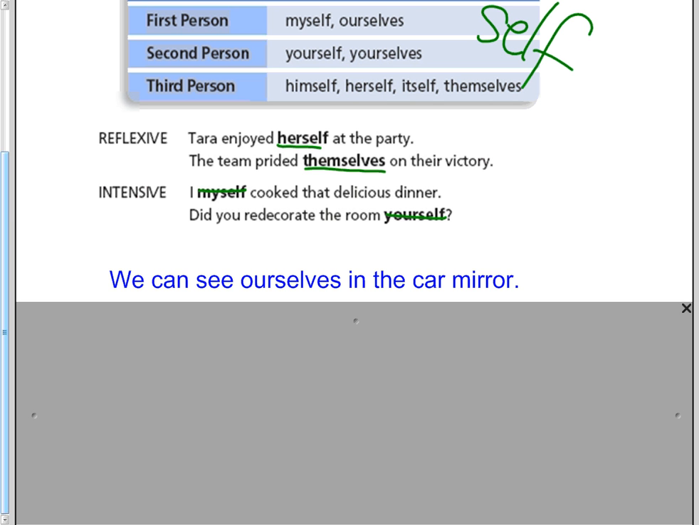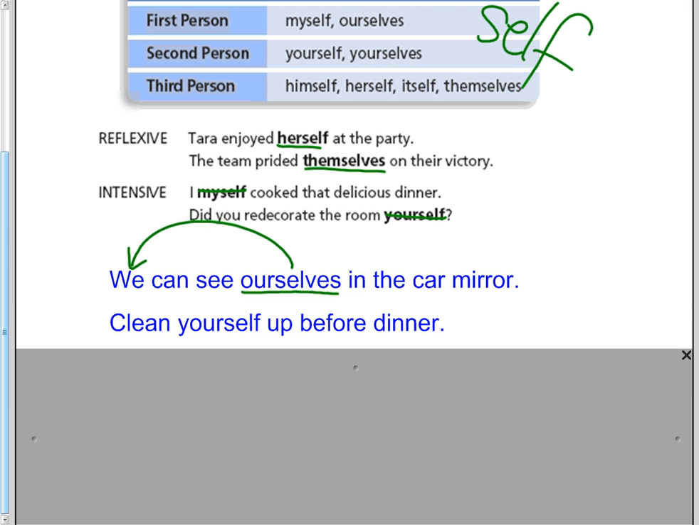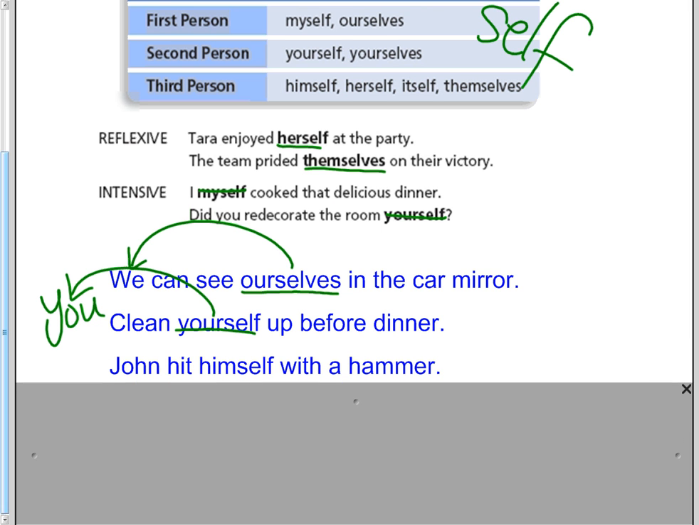We can see ourselves in the car mirror. Ourselves is referring back to us. Clean yourself up before dinner. Yourself is referring back to the subject, which is actually the understood you. You is the subject and clean is the verb. So yourself is referring back to the understood you as the subject.